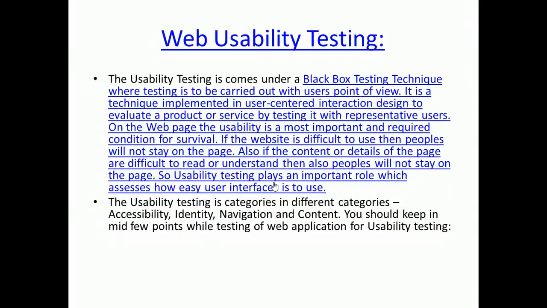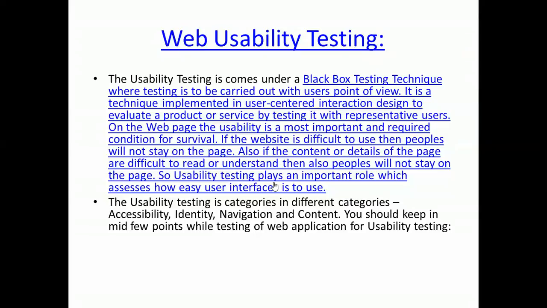Web usability testing. Usability testing comes under black box testing techniques, where testing is carried out from the user's point of view. It is a technique implemented in user-centric interaction design to evaluate a product or service by testing it with representative users on the web page. Usability is the most important and required condition for survival. If the website is difficult to use, then people will not stay on the page. Also, if the content or details of the page are difficult to read or understand, then also people will not stay on the page. So usability testing plays an important role, assessing how easy the user interface is to use.